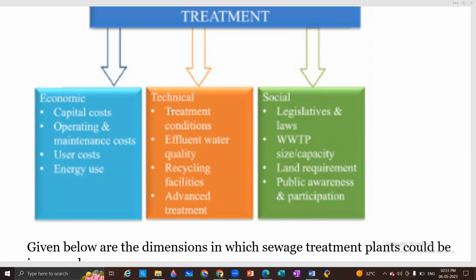Then we have technical. So the treatment conditions and water quality are the main two parameters, and also the recycling facilities and advanced treatment. Then also social, like land requirement, public awareness and participation, and obeying of the laws.